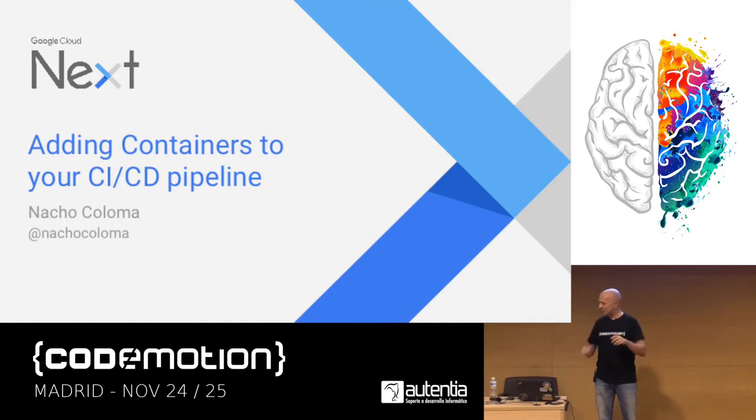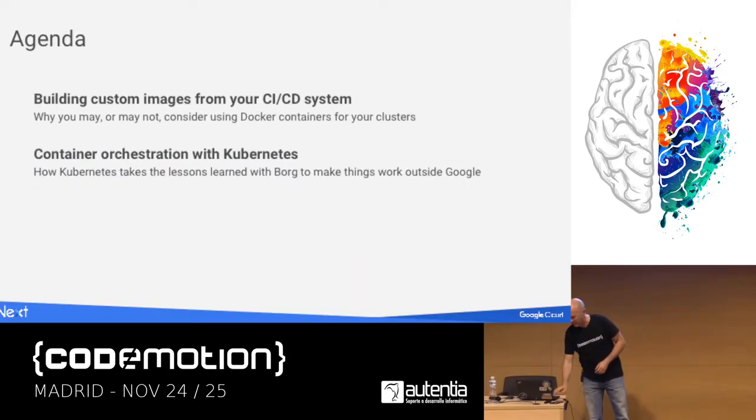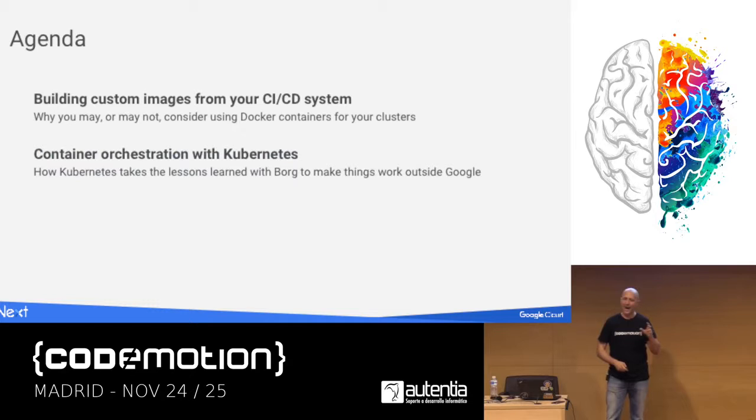Today, our talk is going to be mostly about two different topics. We're going to be talking about how to build your images using a continuous integration pipeline, which options you have, and what are all the different concepts, and then how you do that with Kubernetes and containers, specifically.